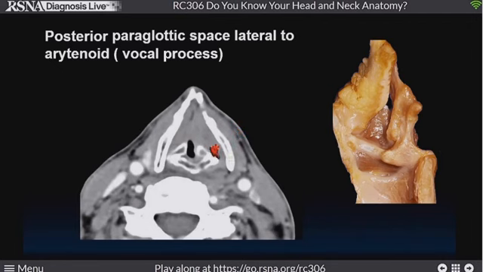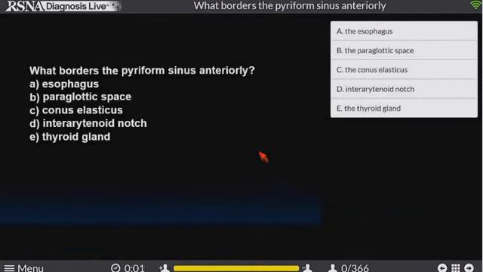Just back here, when you see tumor, we describe lesions specifically relative to this. Now, they may design a way to get into this. We have some people working on that, but currently this is a big problem if the lesion gets into that little sulcus. All right, getting down to the end. What borders the piriform sinus anteriorly? Is it the esophagus, the paraglottic space, the conus elasticus, the interarytenoid notch, or the thyroid gland? Is it directly abutting it?